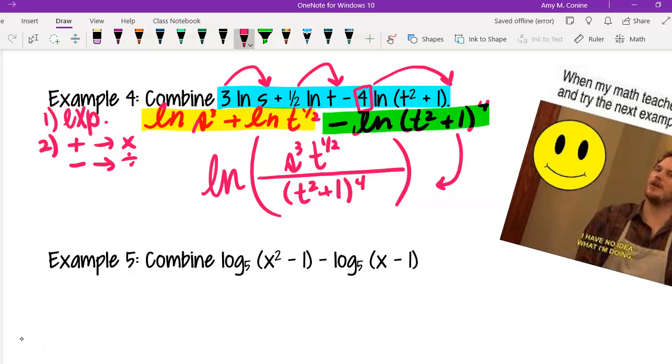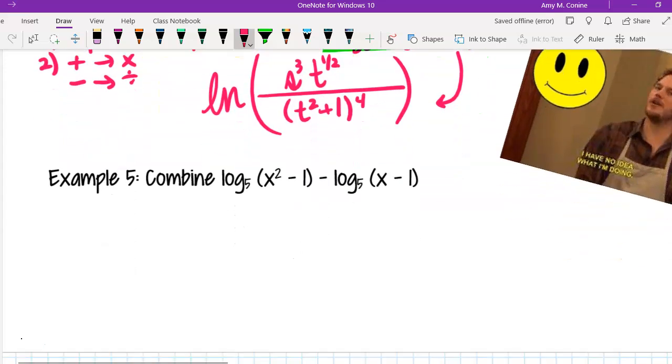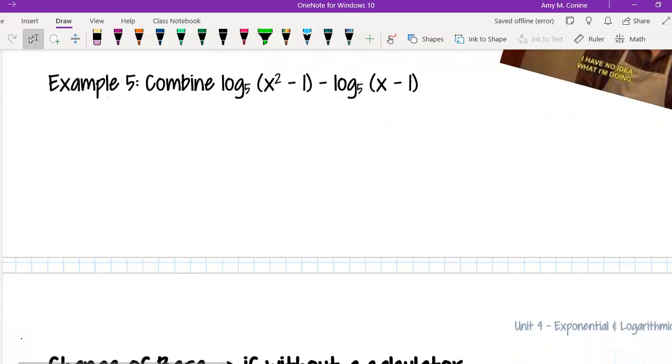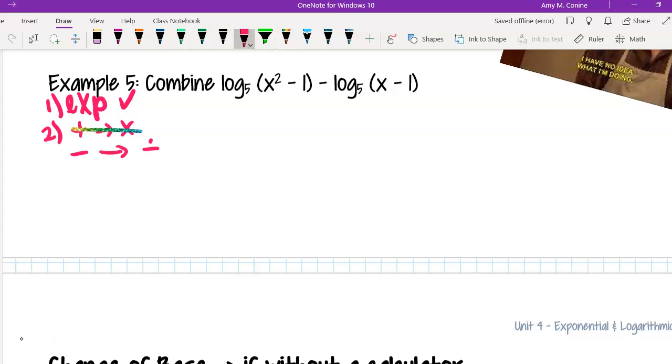Okay. So the last one I want to take a look at on this page is combining log base 5 of x squared minus 1 minus log base 5 of x minus 1. So we don't have any exponents here, which is the first one we would take a look at. So the second thing we need to take a look at is if we have any addition or subtraction. We do have subtraction, I'm sorry.